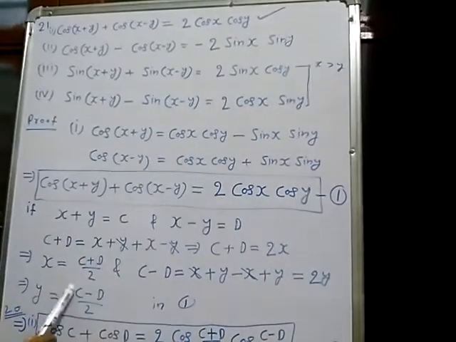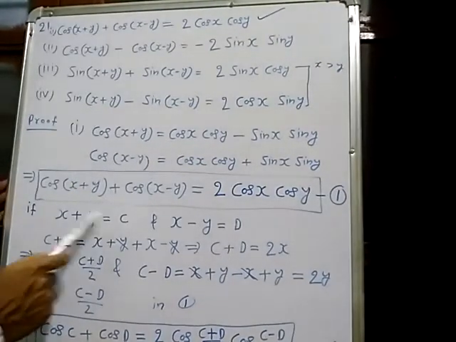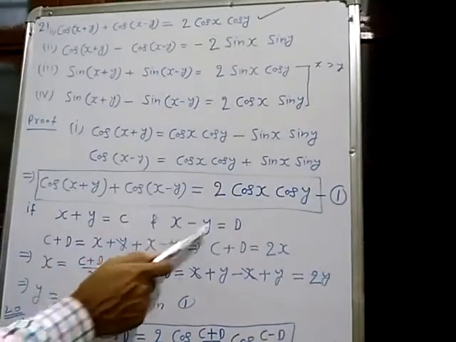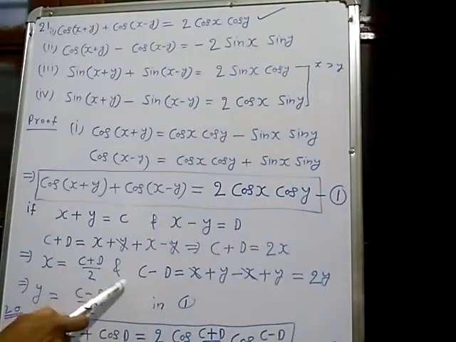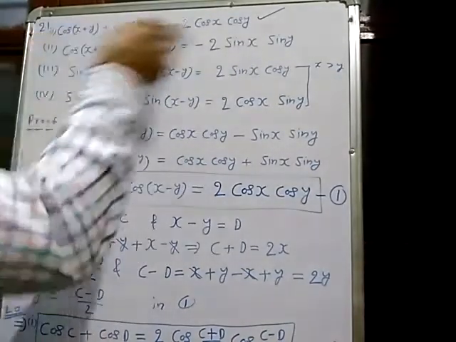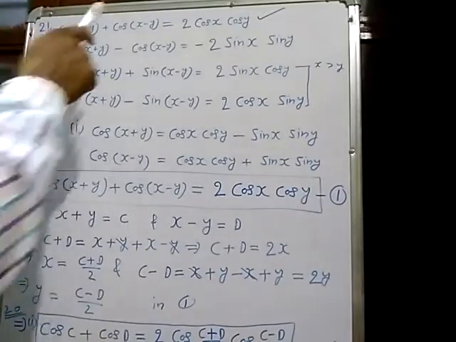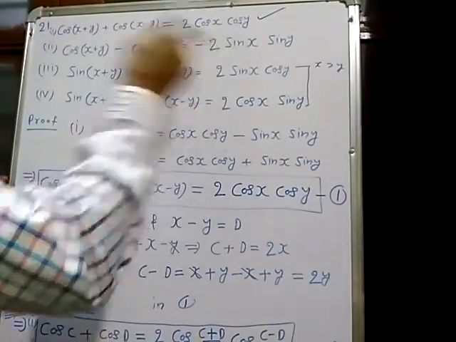Therefore y is equal to (C minus D) by 2. If I put these values, the value of x plus y as C, x minus y as D, x as (C plus D) by 2, and y as (C minus D) by 2, in the first formula: cos(x plus y) plus cos(x minus y) is equal to twice of cos x into cos y.